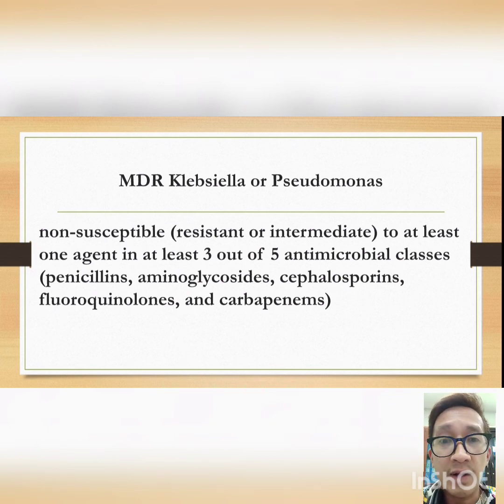It's just the same as your MDR Acinetobacter. If the result is resistant to at least one agent in at least 3 out of 5 antimicrobial classes, like your penicillin, aminoglycosides, cephalosporin, fluoroquinolones, and carbapenems. Okay, if the culture result is Klebsiella or Pseudomonas, try to find out the antibiotics under these antimicrobial classes. If you find that 3 of these antimicrobial classes are resistant, then you can consider that one as MDR Klebsiella or Pseudomonas.